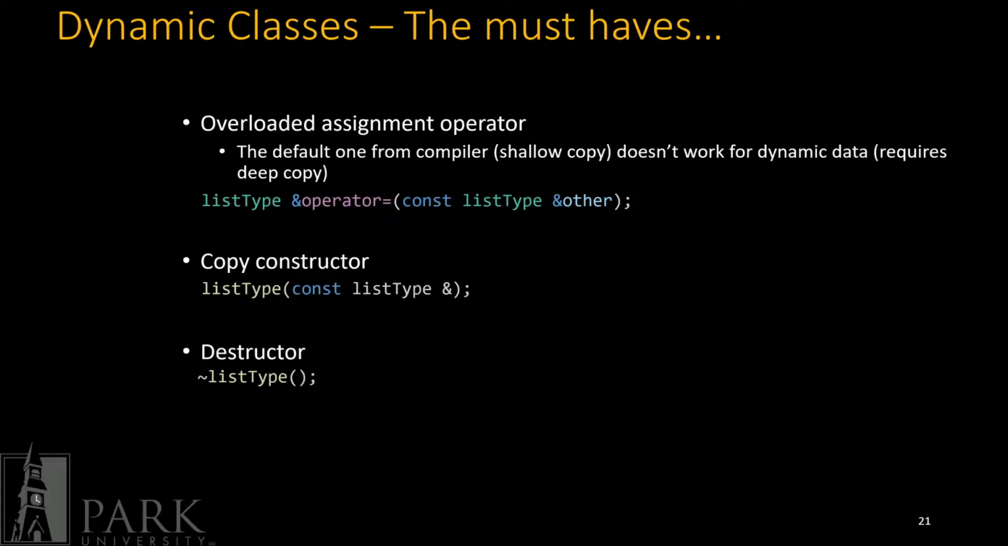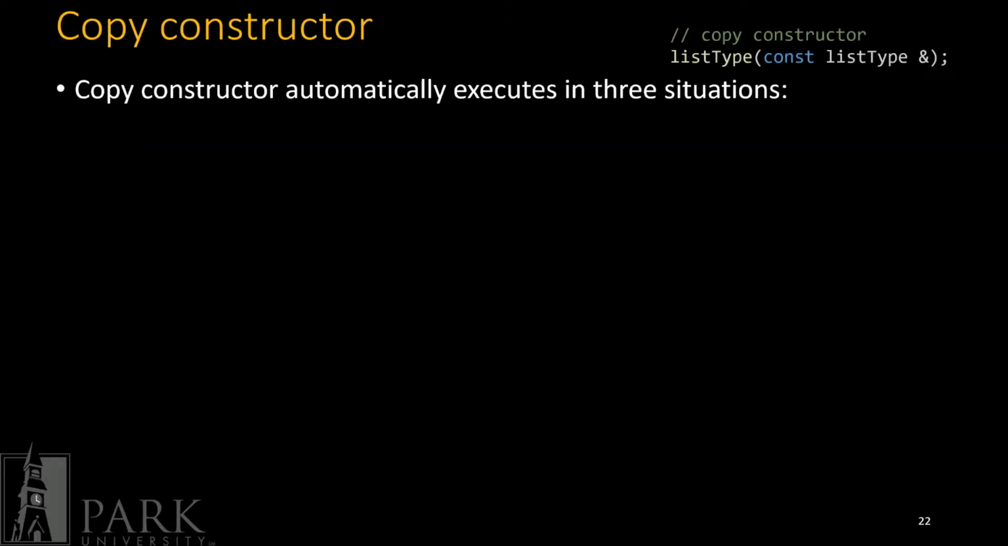We stated that we need to have three things when creating an object using dynamic memory allocation. We just looked at how to overload the assignment operator. Now we can take a look at the copy constructor. A copy constructor automatically executes in three situations.